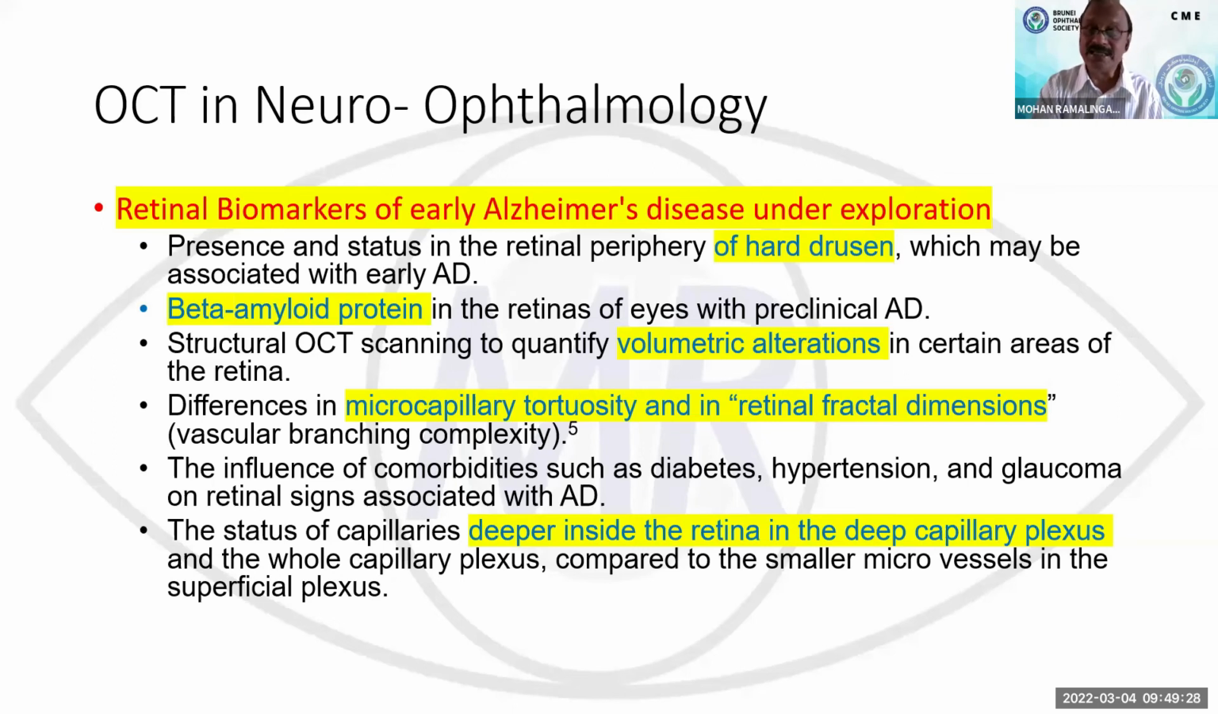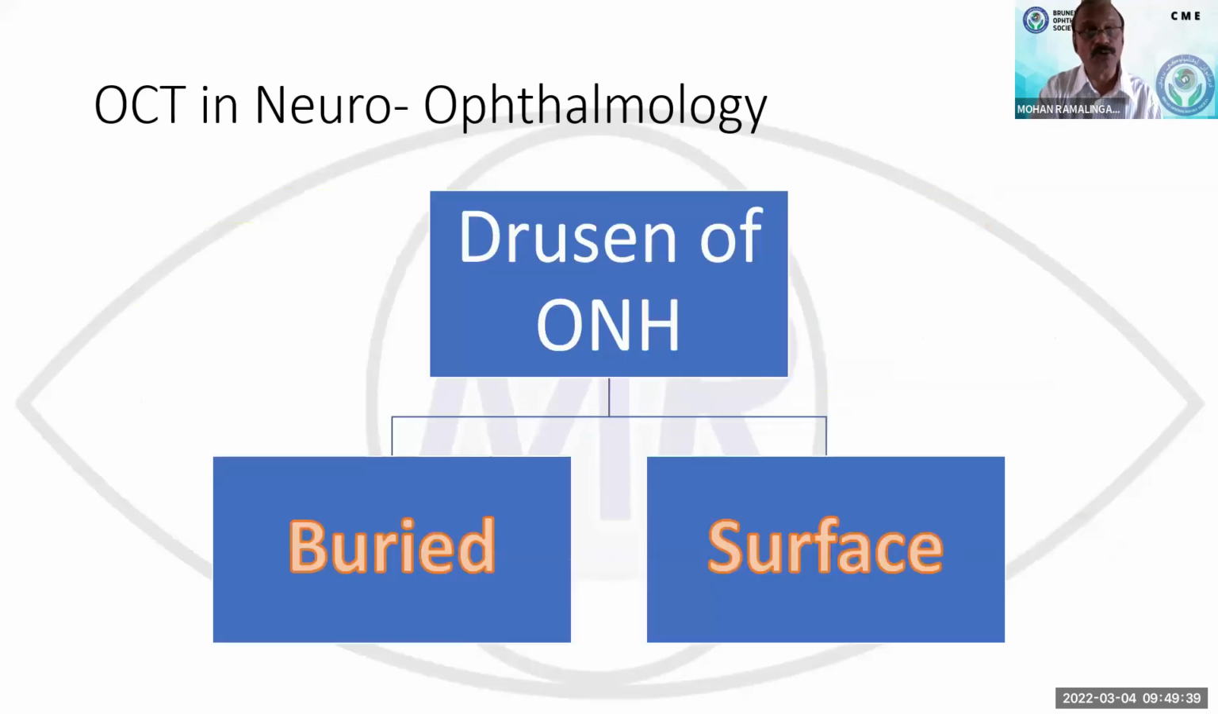And of course, this is also useful in Parkinson's disease. In early Parkinson's disease, it has been demonstrated that the nerve fiber layer is thinned out compared to the controls.